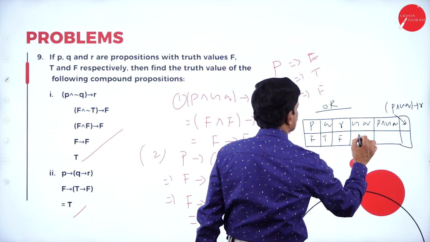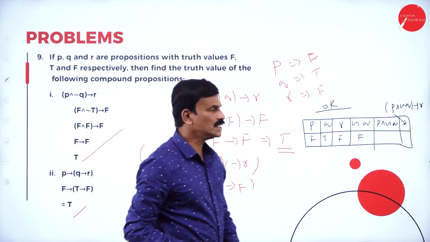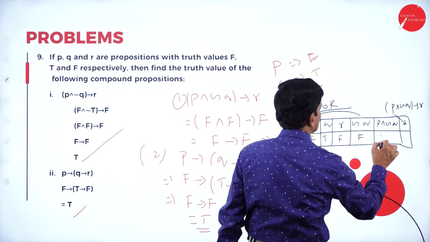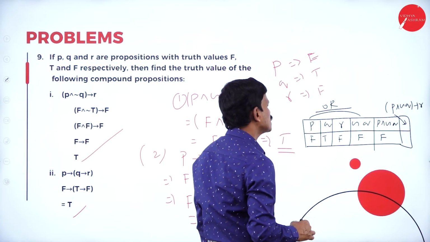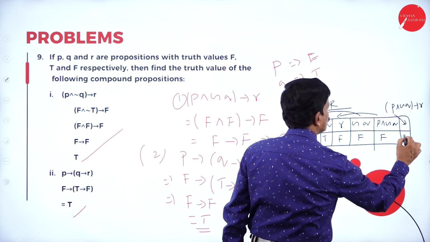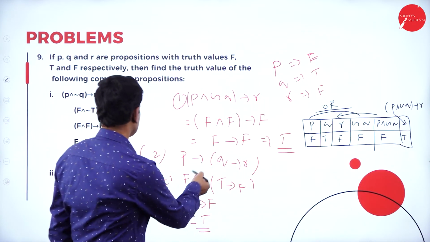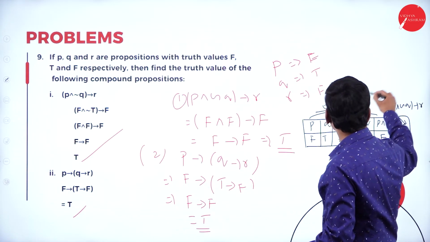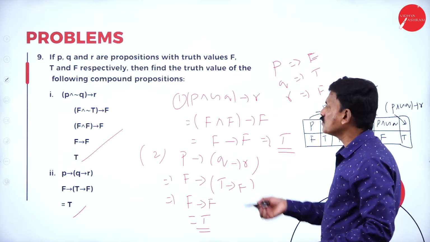Negation of Q is false. Now P conjunction negation of Q: false and false is equal to false. Again, the conditional statement for these two, F and R: false and false is equal to true. That's it. This is how we are going to get the truth value. So if you want, you can solve it like this also. Any method you can follow to solve this.